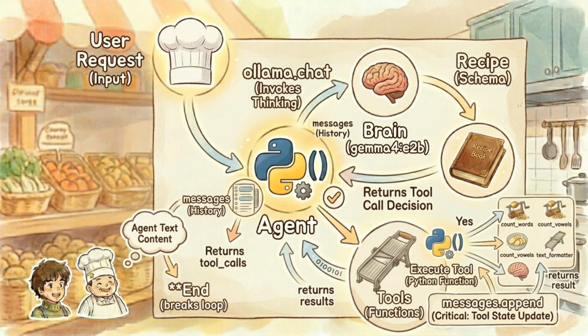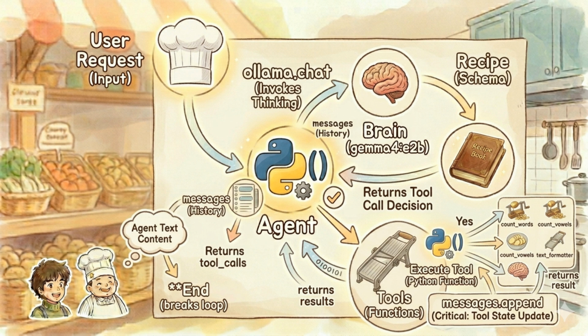Let's look at the code to see how the magic happens. Our chef, runAgent, runs a continuous while-true loop. This loop is the heartbeat of our kitchen. It creates a constant back-and-forth conversation between our chef's hands, the Python controller, and the chef's brain, Gemma 4 2.3 billion parameters. The decision. The chef's brain reads your query, looks at the recipe book, the schema, and realizes it cannot fry before peeling. So the brain commands the chef, I need to use the count words tool.